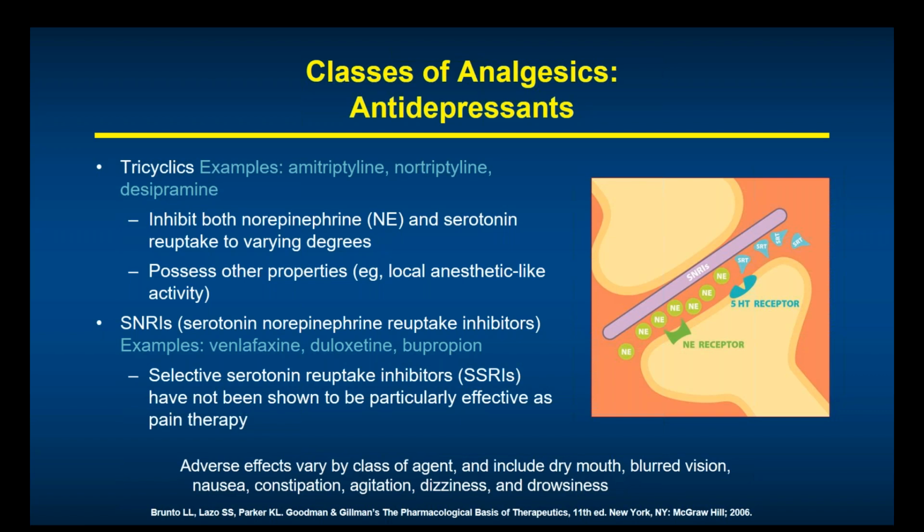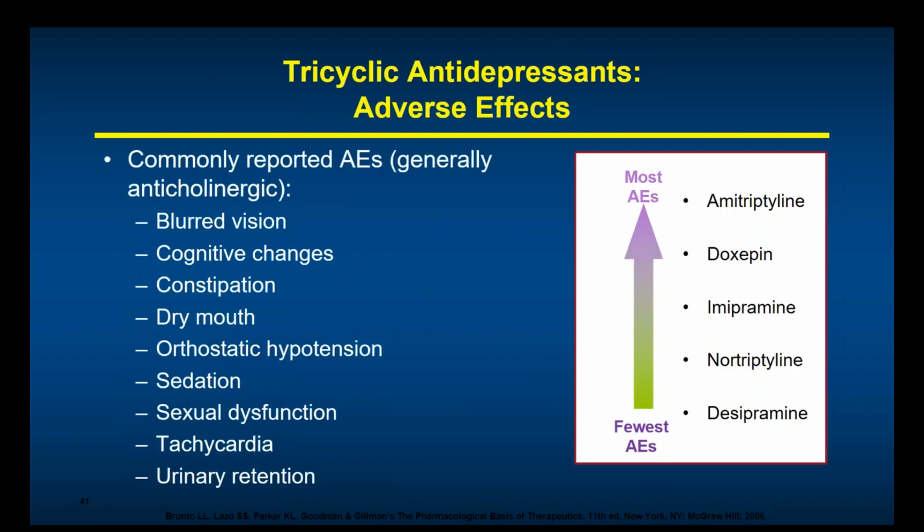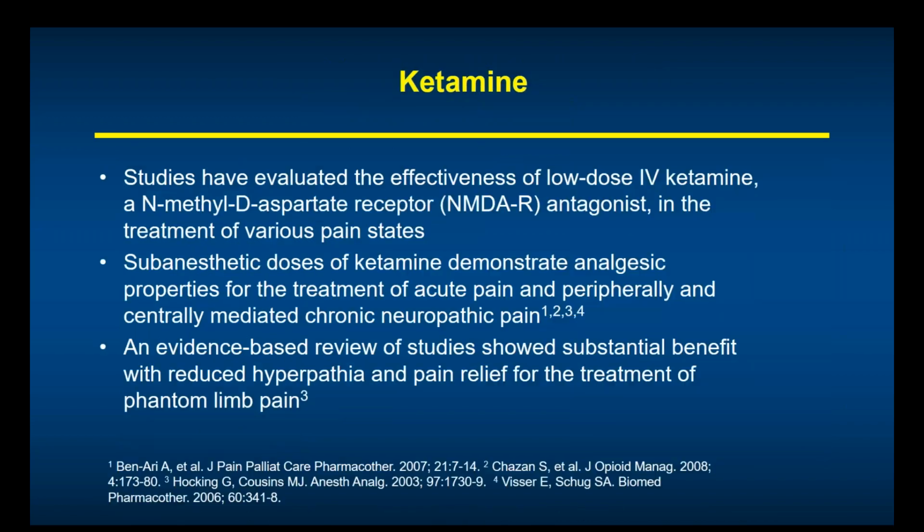The serotonin-norepinephrine reuptake inhibitors, the SNRIs, are much more analgesic, if you will, than SSRIs, the selective serotonin reuptake inhibitors. Based on adverse effects from antidepressants, just be careful that amitriptyline, Elavil, is associated with the highest incidence of anticholinergic effects, and desipramine the lowest, and we want to really be careful.